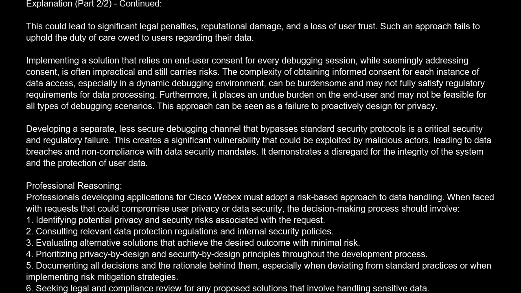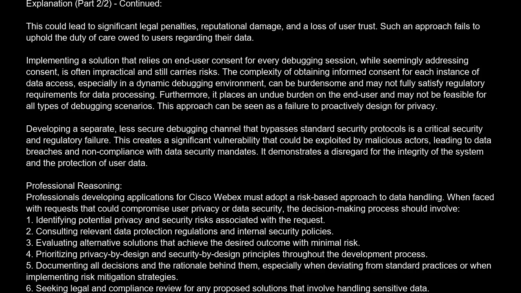Professionals developing applications for Cisco Webex must adopt a risk-based approach to data handling. When faced with requests that could compromise user privacy or data security, the decision-making process should involve: 1. Identifying potential privacy and security risks associated with the request. 2. Consulting relevant data protection regulations and internal security policies. 3. Evaluating alternative solutions that achieve the desired outcome with minimal risk.